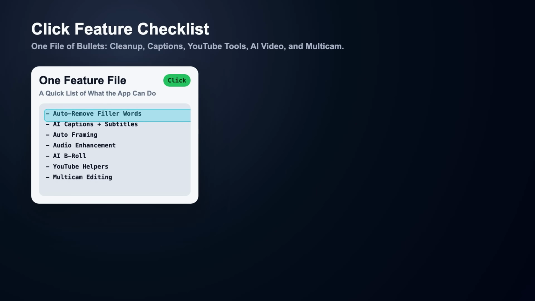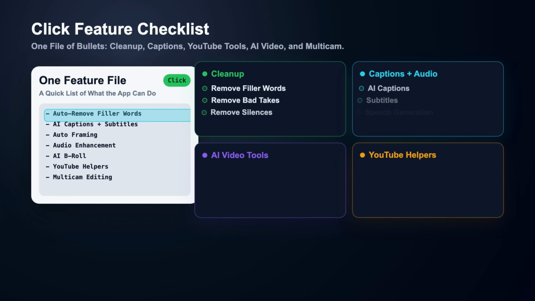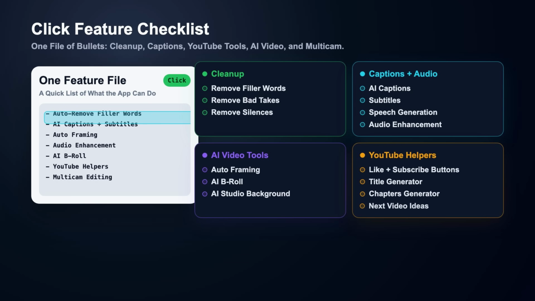Here's the quick list of the things that you can do with Gling. You can remove bad takes. You can automatically remove silences. You can auto-remove filler words. You can do AI captions, auto-framing. We can do subtitle generation, speech audio enhancement, AI-based B-rolls. It can auto-add like and subscribe buttons, and it can replace your background with an AI studio.